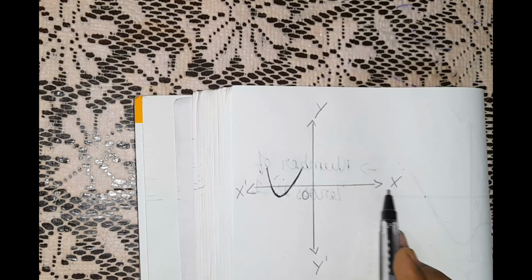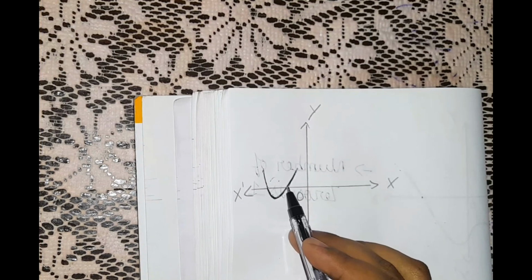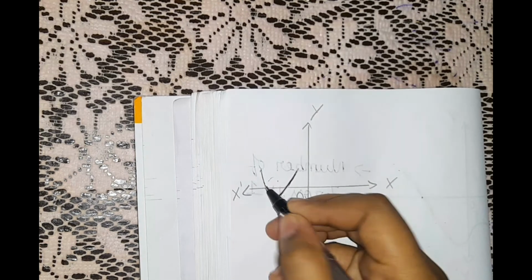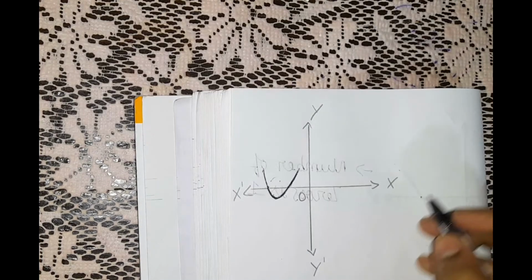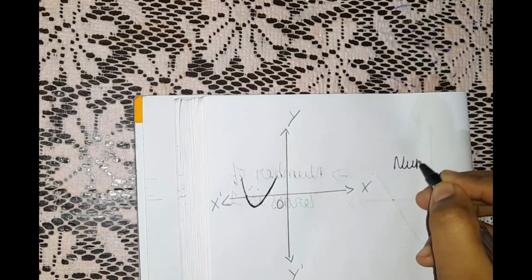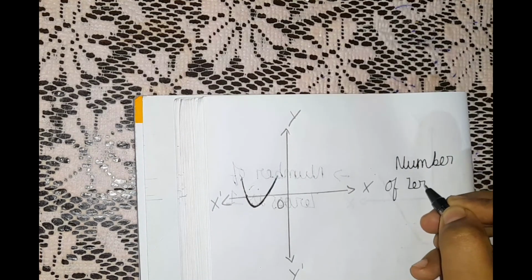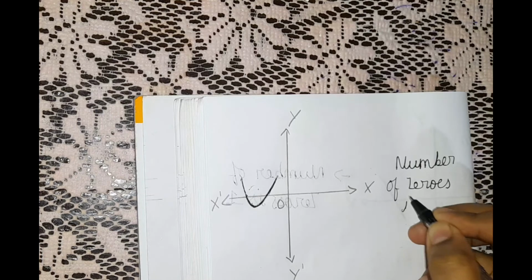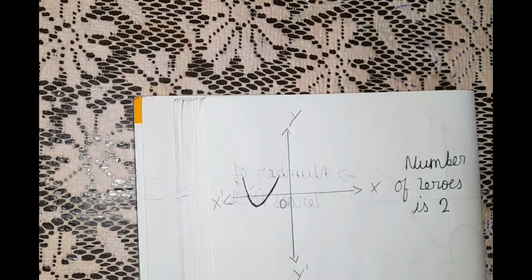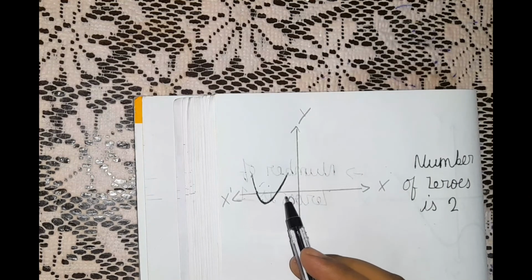Am I right? So if the line is like this, then we should count the number of zeros. Why? Because we should count the number of zeros in the x-axis. So here we have 1, here also we have 1. So you guys can see here 1 and here 1. So totally we have 2. So we should write number of zeros is 2. Okay, totally we have 2 number of zeros. Am I right? So here we have 1, here we have 1.